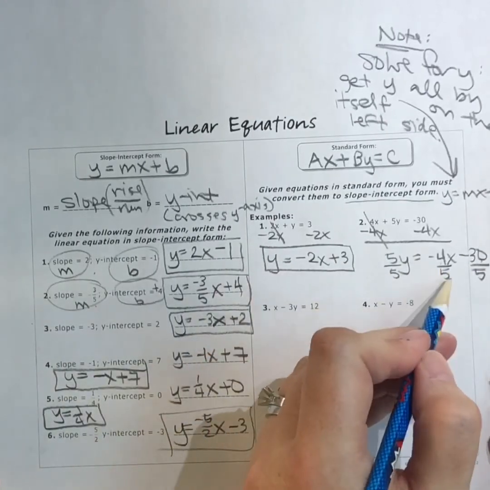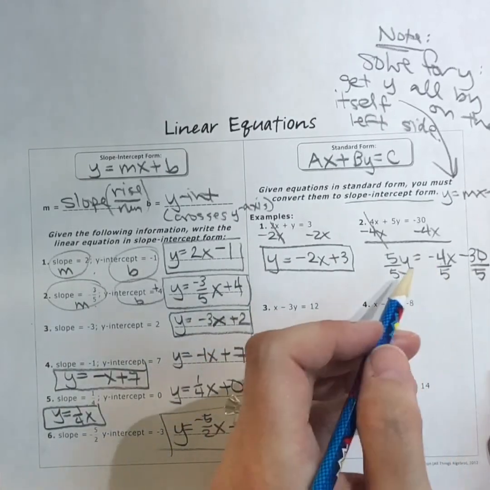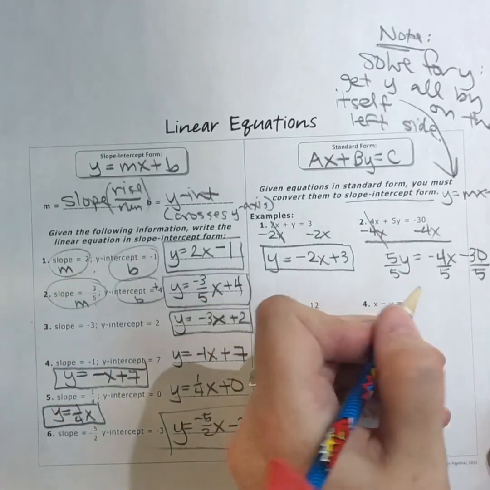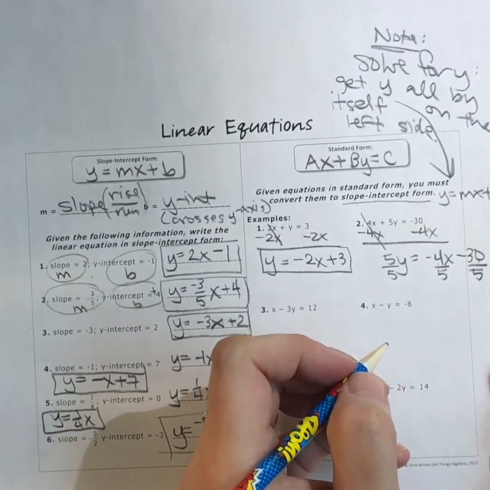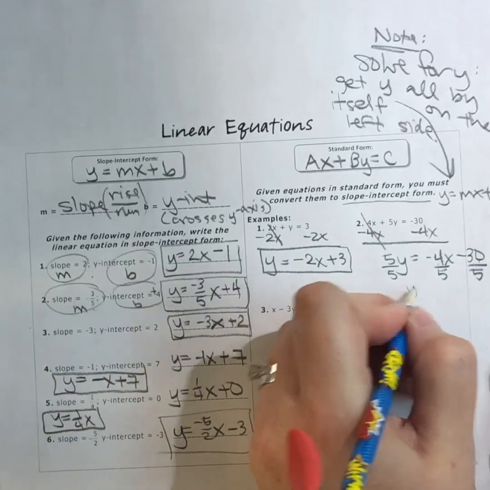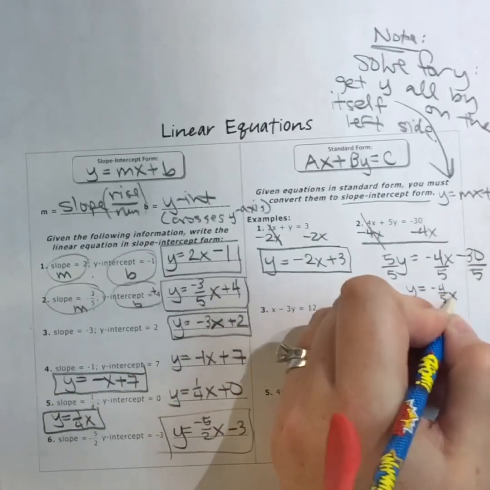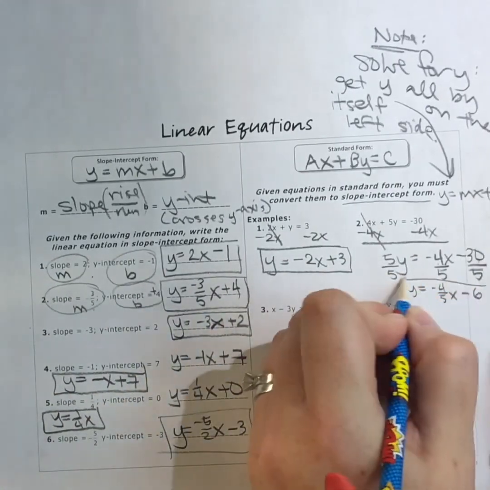Now I just divide everything by 5 and simplify what we can. It's okay if your slope is a fraction. We're used to that. In fact, when we graph them, we want it in a fraction. So you get y equals negative 4/5 x minus 6. Okay.